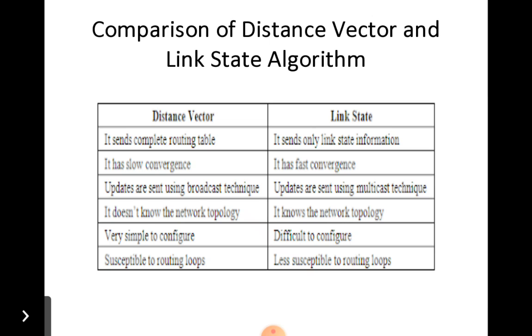Distance vector does not know the network topology. Link state knows the whole network topology. Distance vector is very simple to configure, while link state is very difficult to configure. Distance vector is susceptible to routing loops, while link state is less susceptible to routing loops because link state has the information about the whole network topology.